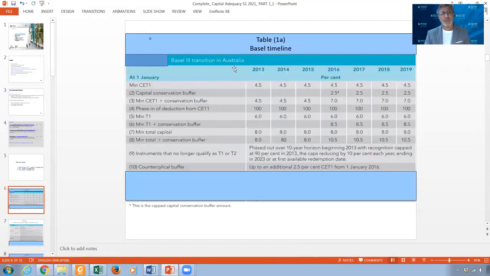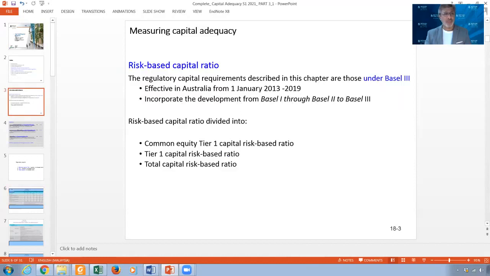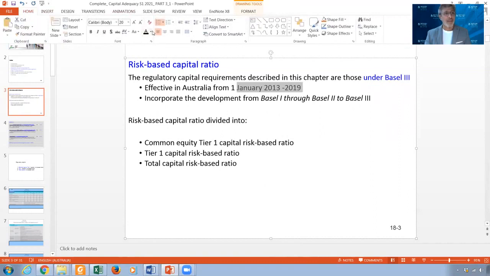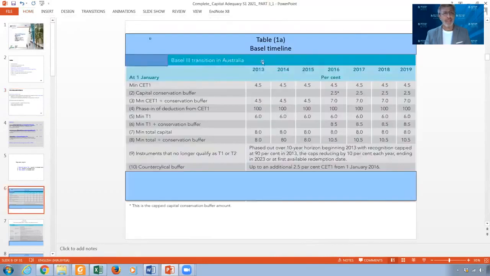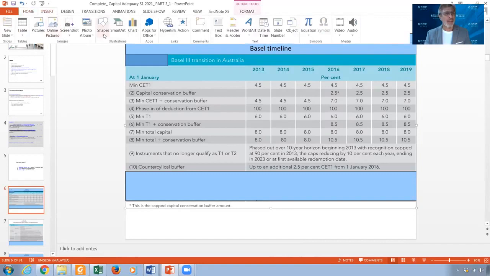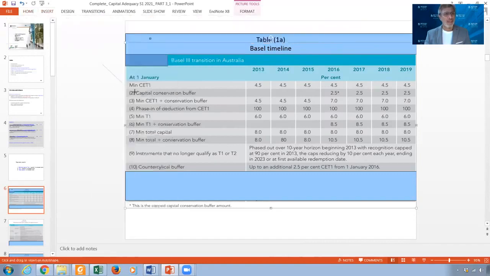Now, I have talked about the Basel timeline, which is from 2013 to 2019. Yes, this is what we call the Basel timeline. You can see 2013, 14, 15, 16, 17, and it tells you this is the common equity, this is the common equity tier 1, this is the tier 1, and this is the total capital.